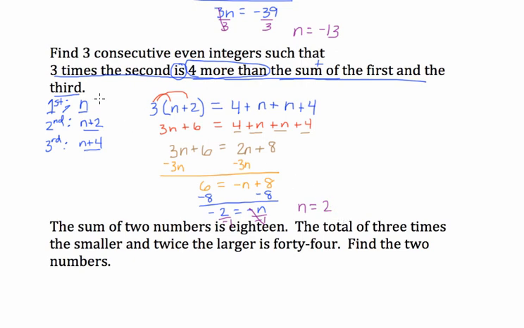Negative 2 divided by negative 1 is 2. So I know that n, or my first number, was 2. The second number will be 2 more than that, or 4. And the third number will be 4 more than the original, or 2 more than this one, 6. My consecutive even integers are 2, 4, and 6.